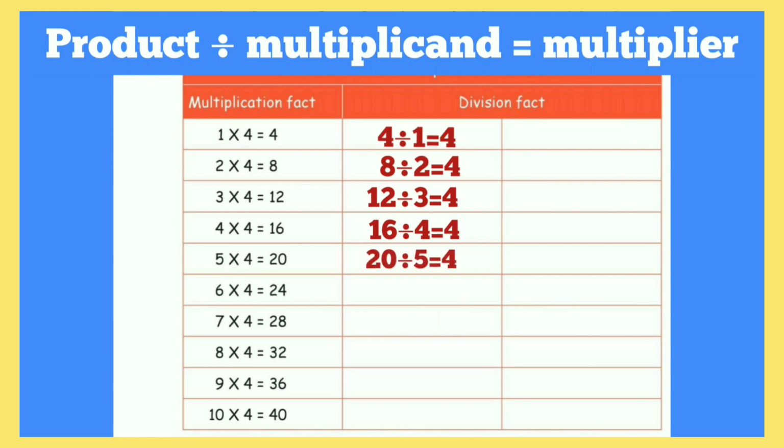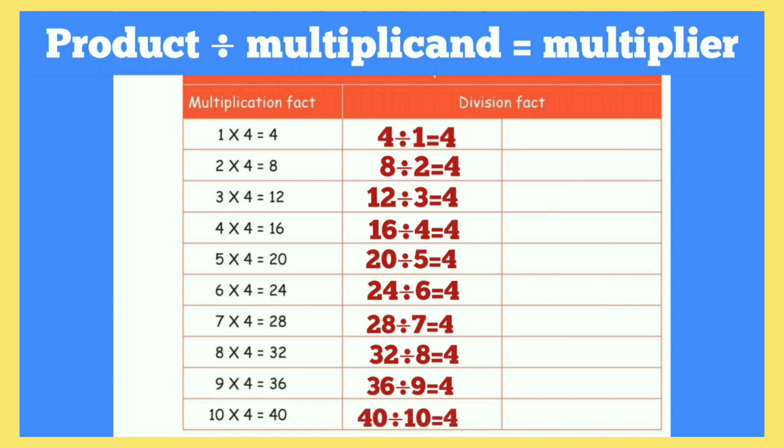20 divided by 5 equal to 4. 24 divided by 6 equal to 4. 28 divided by 7 equal to 4. 32 divided by 8 equal to 4. 36 divided by 9 equal to 4. 40 divided by 10 equal to 4.